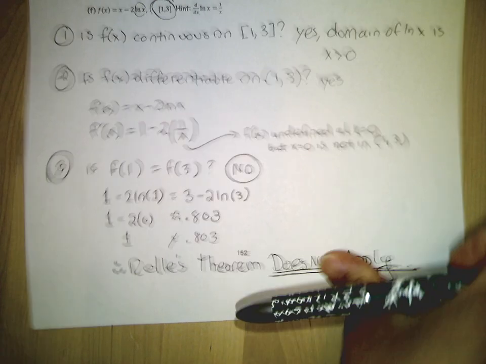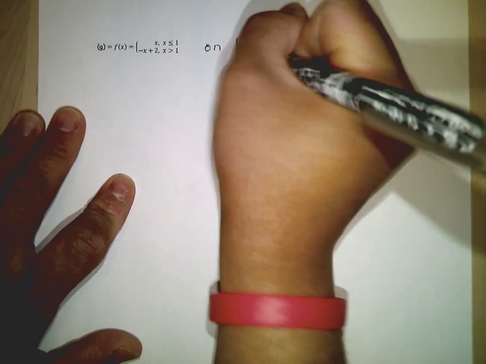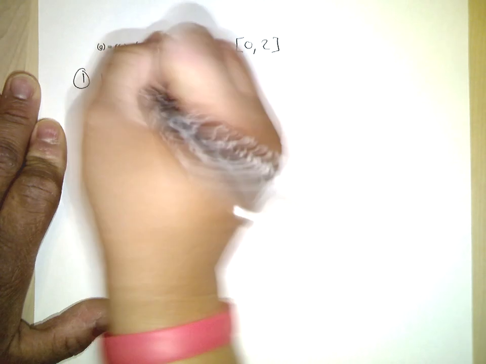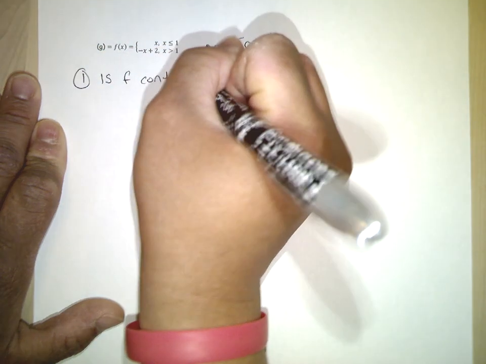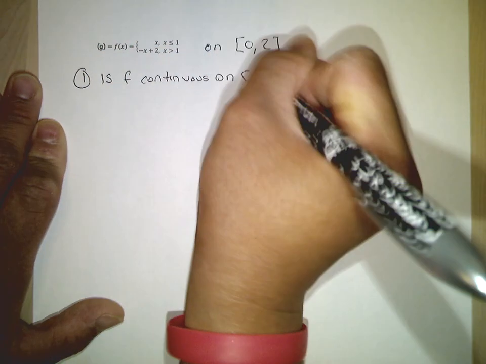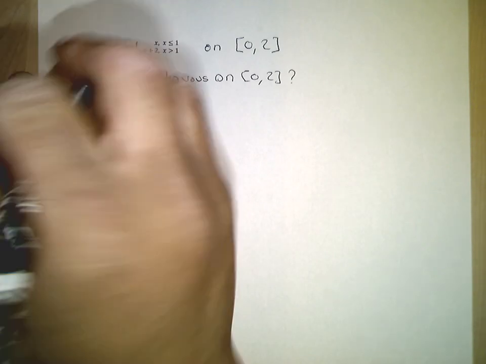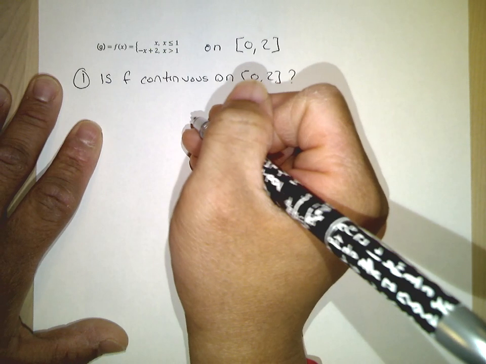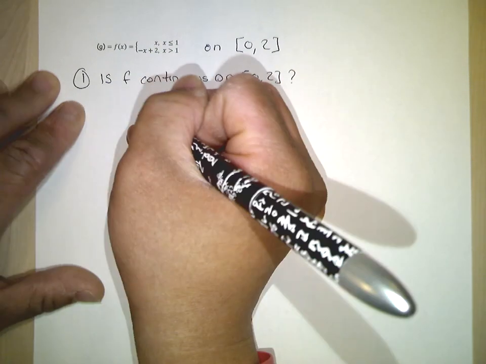All right, so let's try another example here. This is a piecewise function, and we are going to look at it on the interval from 0 to 2. So first question, is f continuous on the closed interval 0 to 2? Well, how would you know? Well, you could graph this.